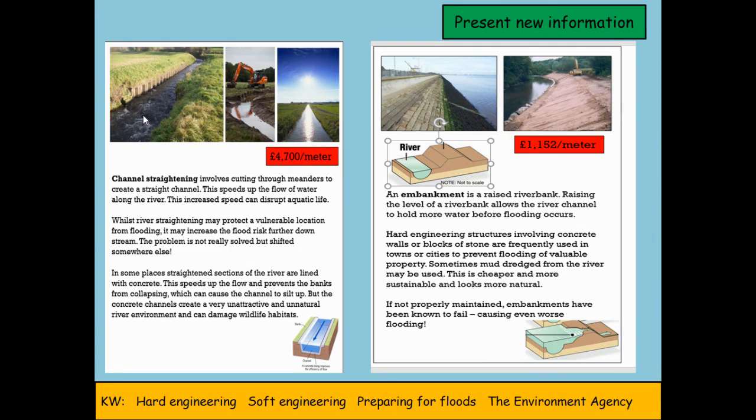The other problem is that because it will flow faster through that area, because it doesn't have to wind through all of those meanders, all of that water has got to go somewhere. So as soon as that channel straightening stops, you're going to get flooding further downstream.